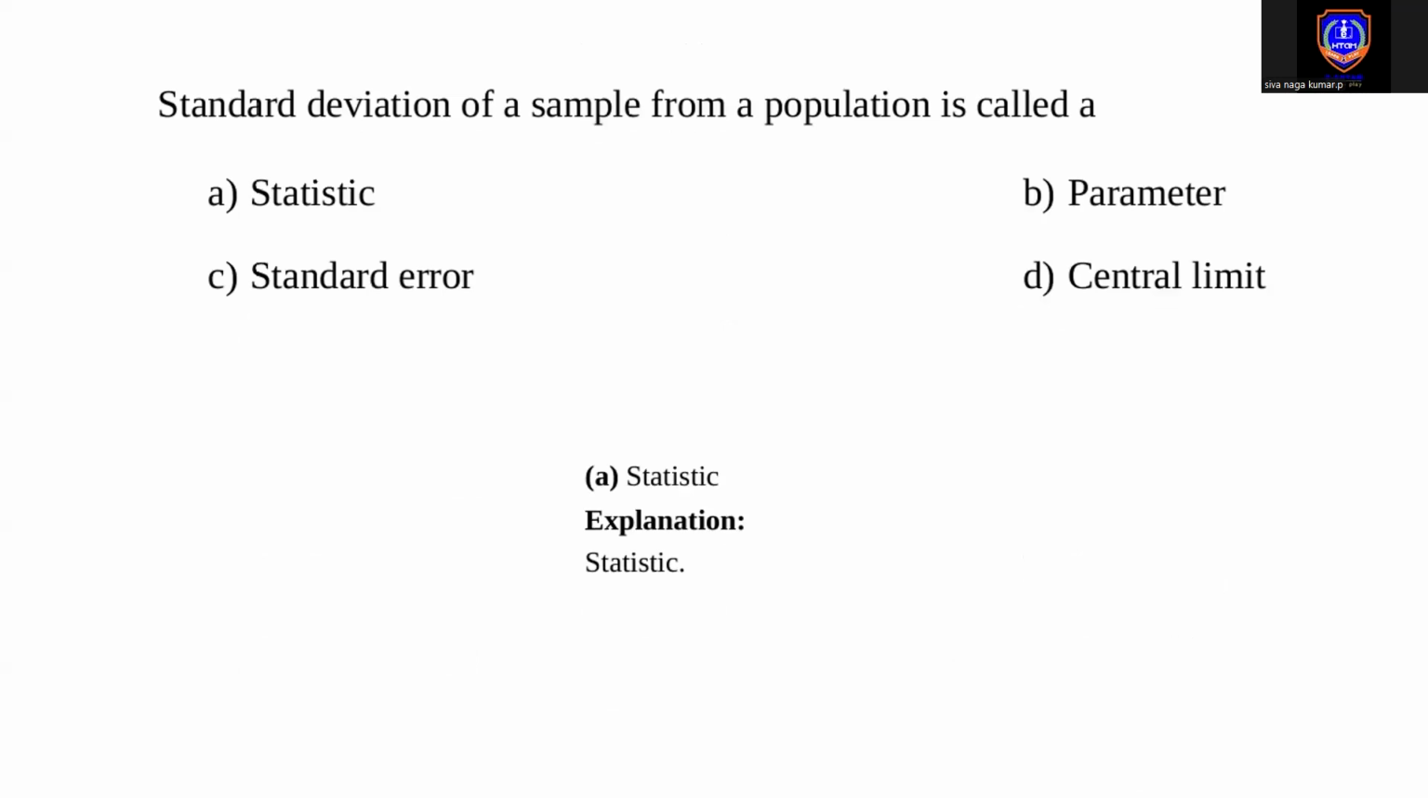Standard deviation of a sample from a population is called: option A, statistic; option B, parameter; option C, standard error; option D, central limit. Answer is statistic.